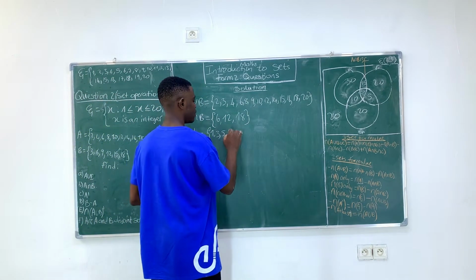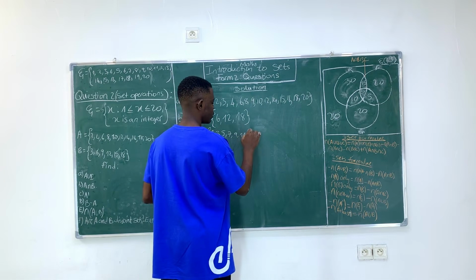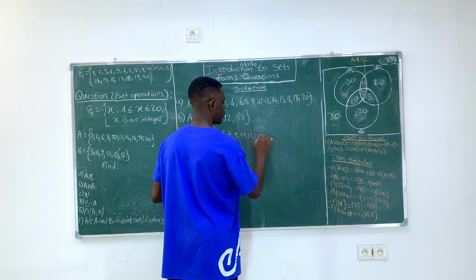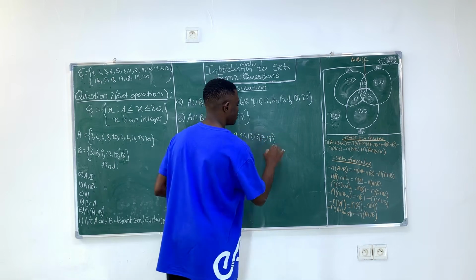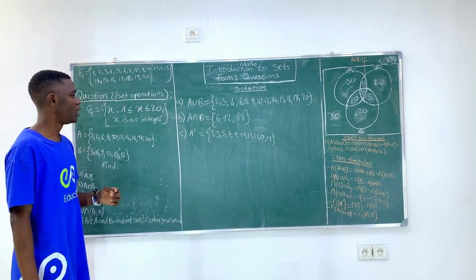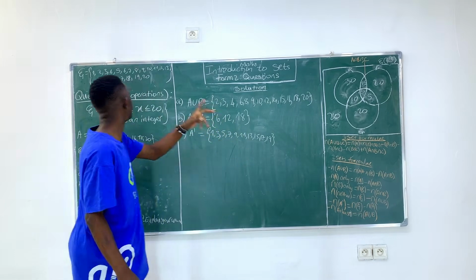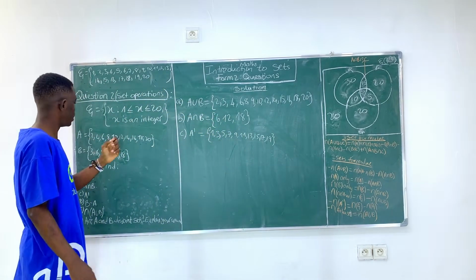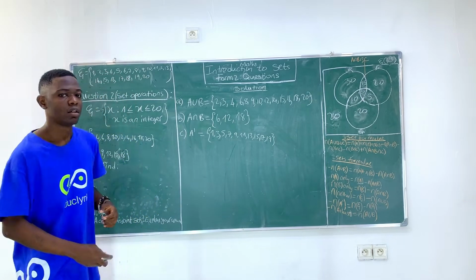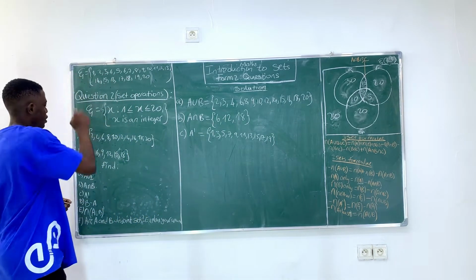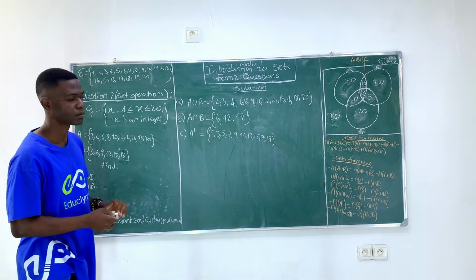So I can just write all your odd numbers: 1, 3, 5, 7, 9, 11, 13, 15, 17, 19. You see that all of these values are here, but not in A. And those are the values of our A prime, values that are in our zeta but not found in A.